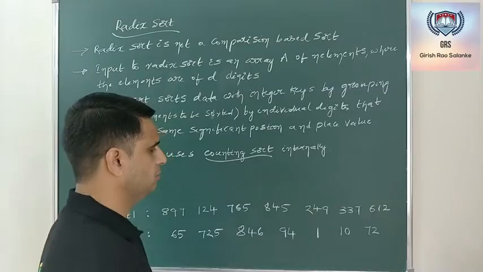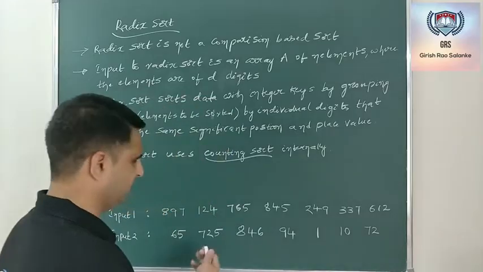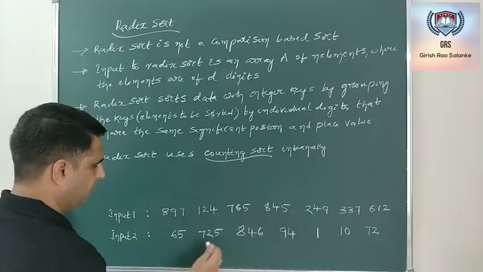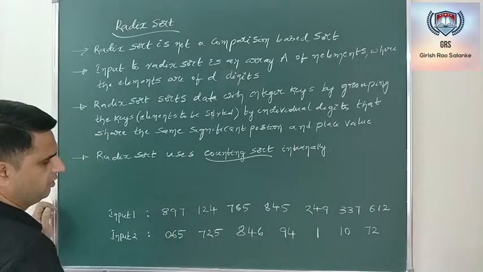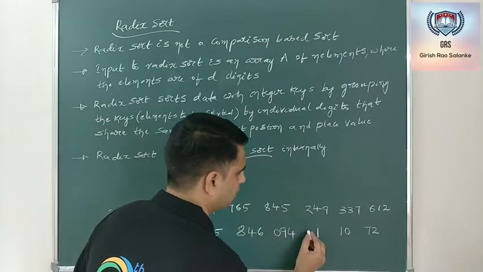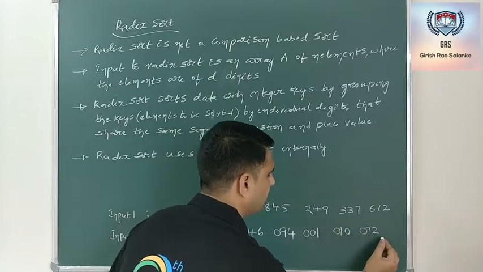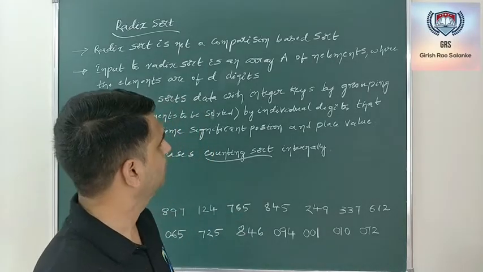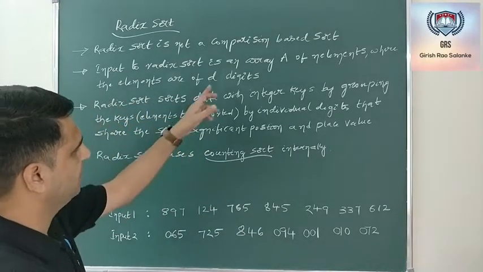Now, in this case, what we are supposed to do is make the size of all these elements the same. How can it be done? Prefix with 0. What is the max size? The max size is 3 digits, hence all these elements have to be 3 digit numbers. That means I need to prefix a 0 to 65, and it becomes 065. This is 3 digits, this is 3 digits. To make this 3 digits, prefix 0s. How many zeros to be prefixed here? 2 zeros. Similarly for 10 and for 72, prefix a 0. Please make sure that the size of all elements in the case of radix sort should be of the same number of digits.